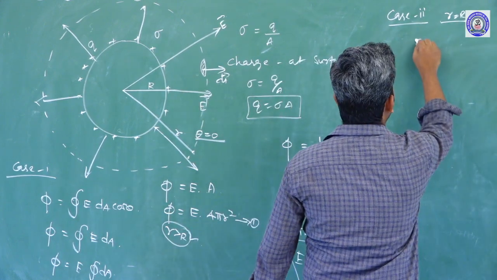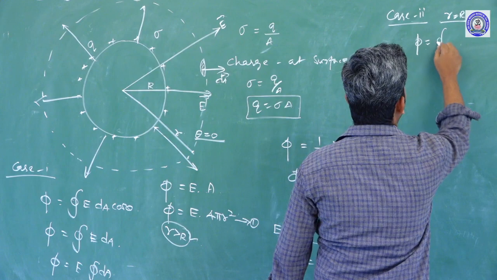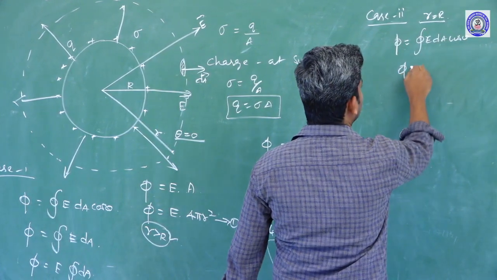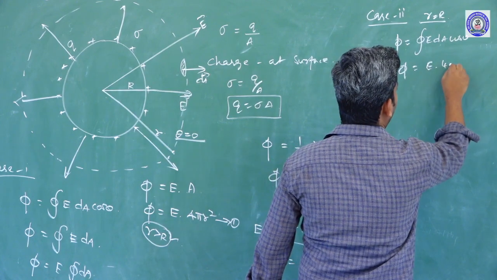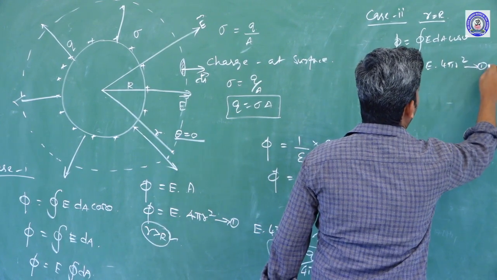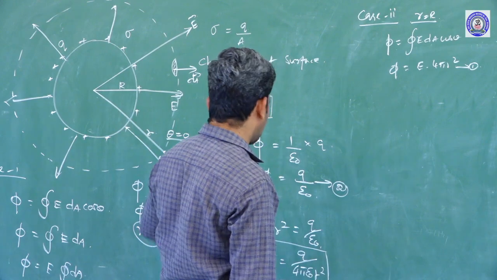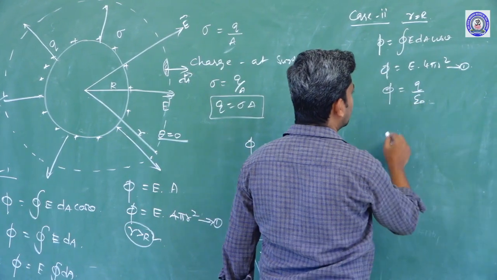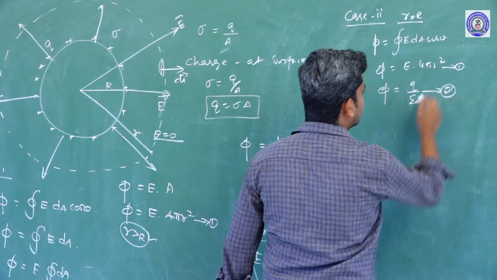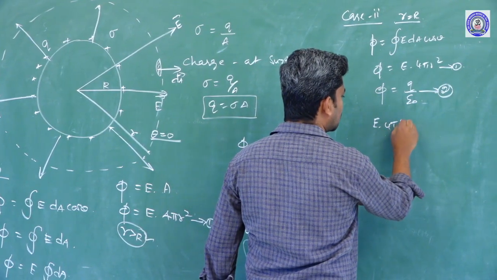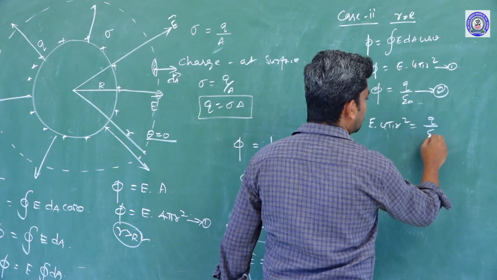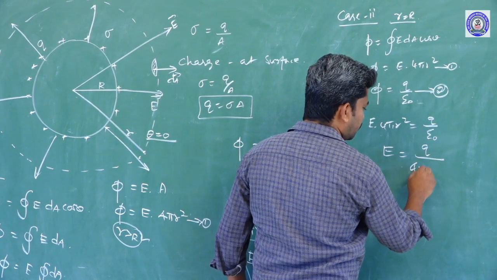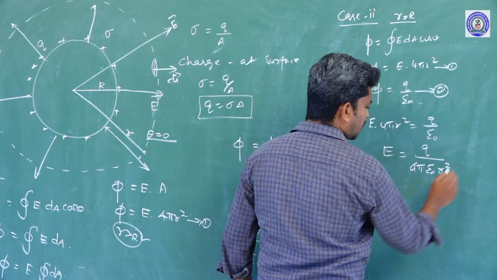You know well, phi is equal to the closed surface integral of E dA cos theta, and phi is equal to E 4 pi r square. This is equation number 1. And second one, according to Gauss law, phi is equal to q divided by epsilon naught. This is equation number 2. Compare the equations: E 4 pi r square is equal to q divided by epsilon naught. So, E is equal to q divided by 4 pi epsilon naught r square.